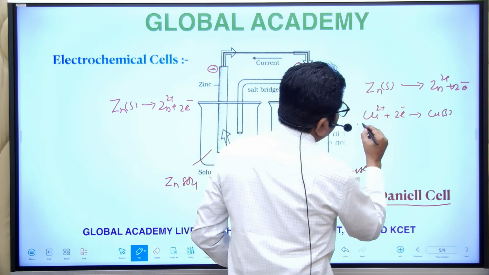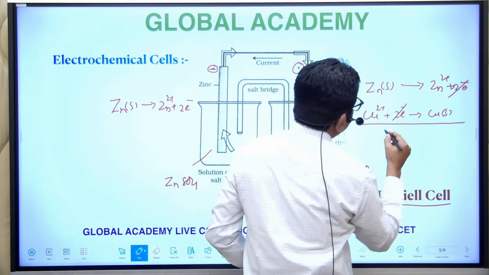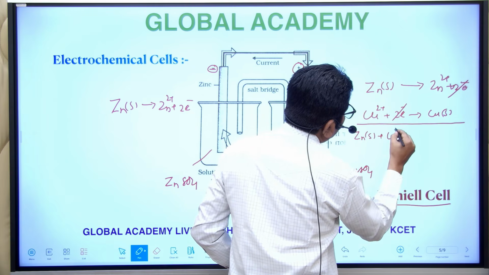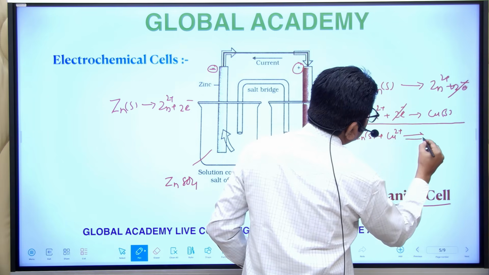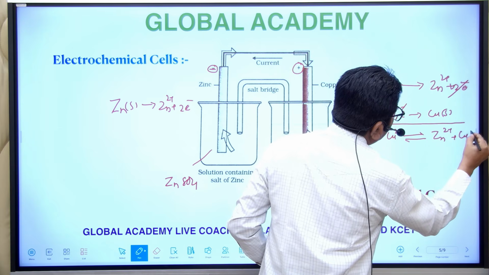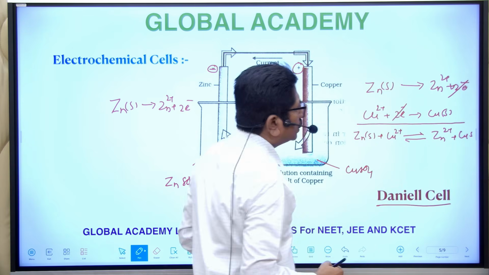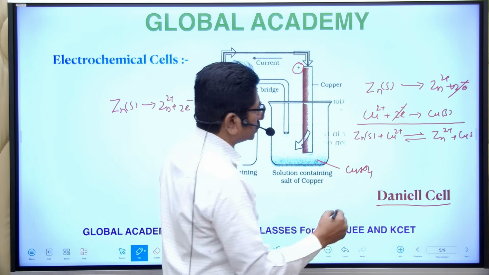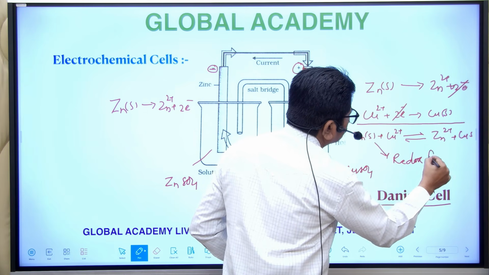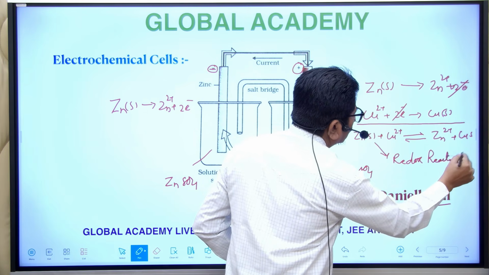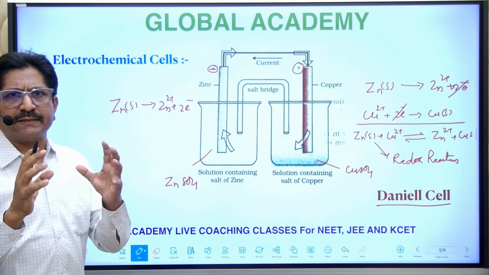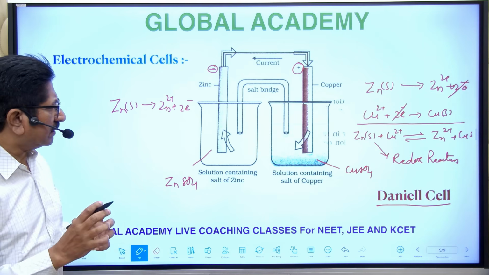So if you take this, it cancels out. So Zn solid plus copper 2 plus gives Zn 2 plus plus copper solid. This is called the overall reaction, or the redox reaction. And this is the redox reaction by which the potential is generated in this electrochemical cell.